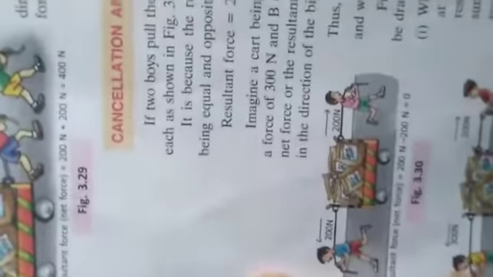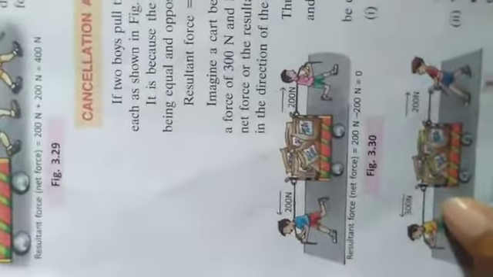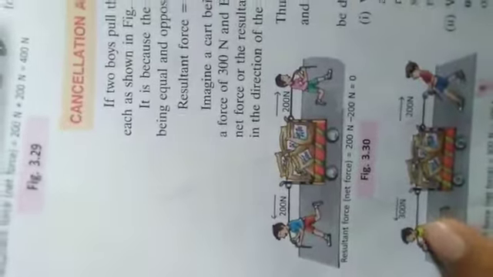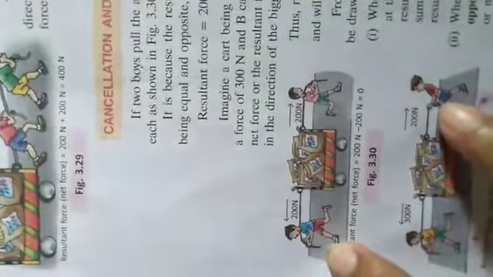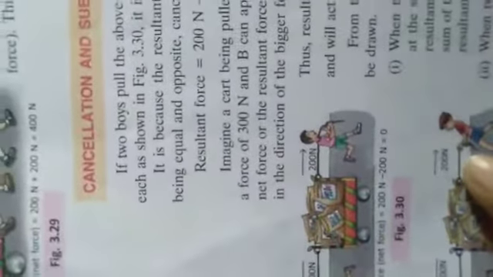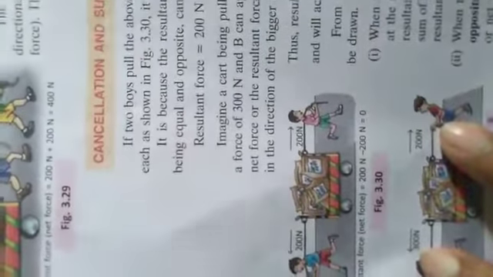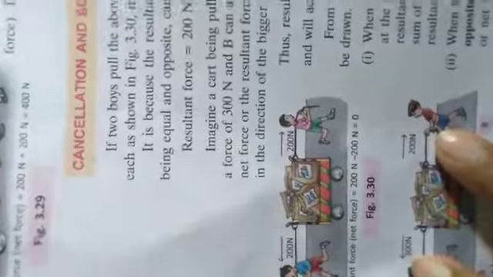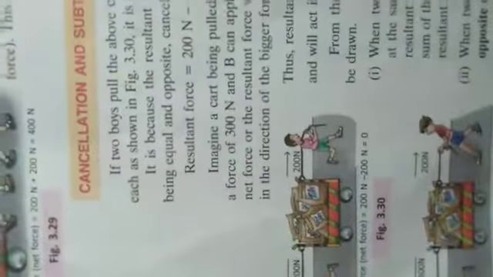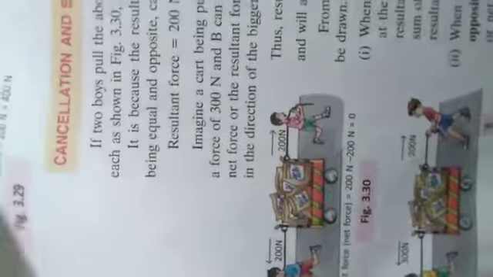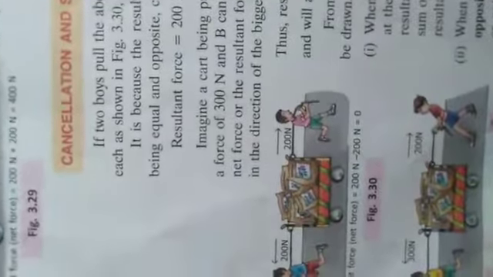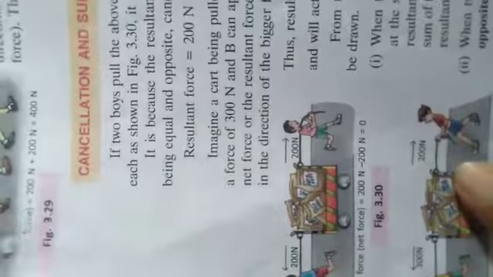Again suppose this boy is trying to pull the heavy cart by applying 300 Newton force, and this boy is trying to pull the cart applying 200 Newton force, and these two forces are also in opposite direction. Hence the resultant force will be the difference between the two forces, that means larger force minus smaller force. So 300 Newton minus 200 Newton, that means 100 Newton will be the resultant force.